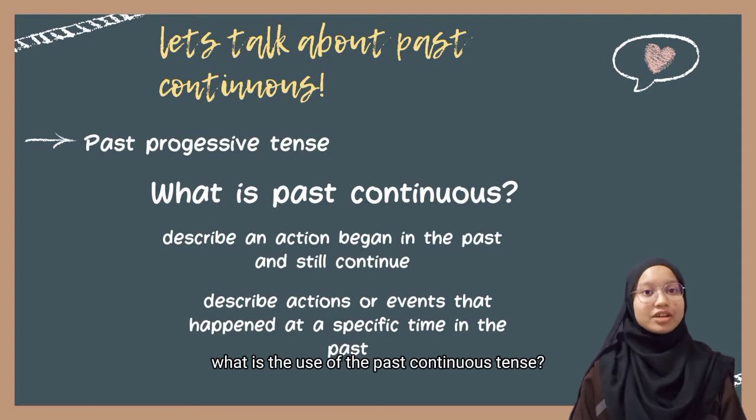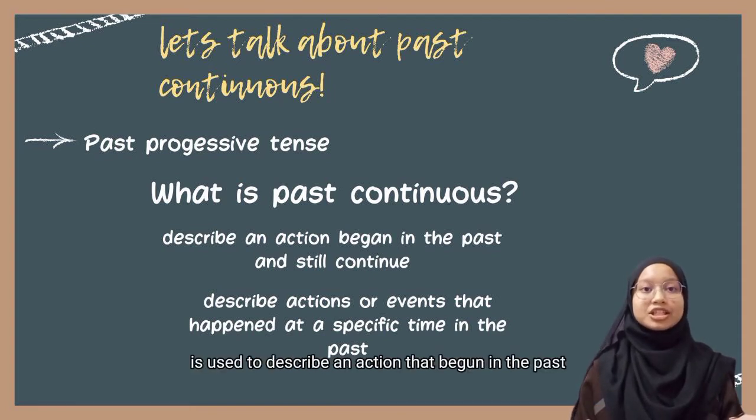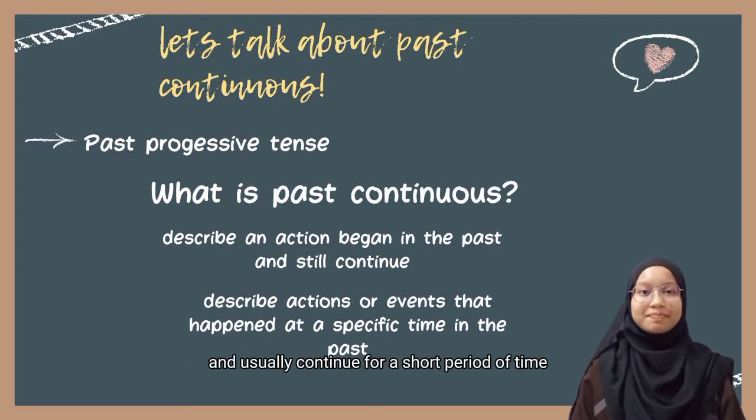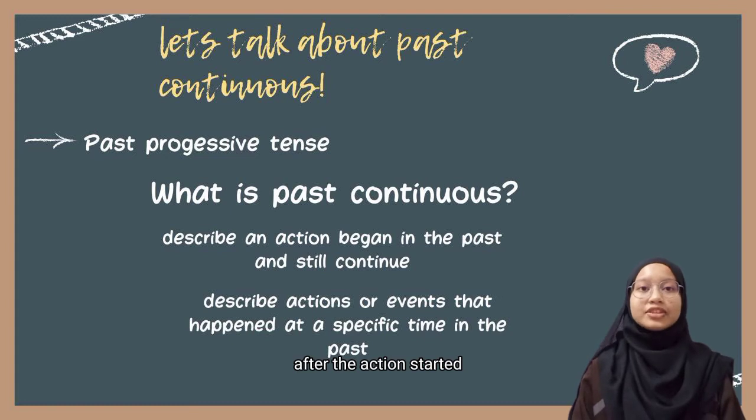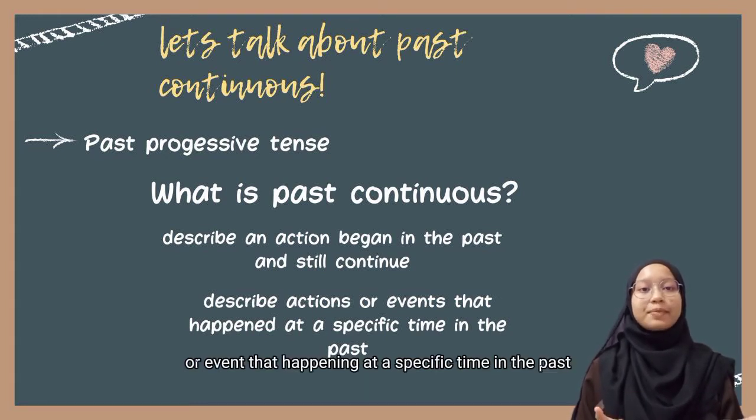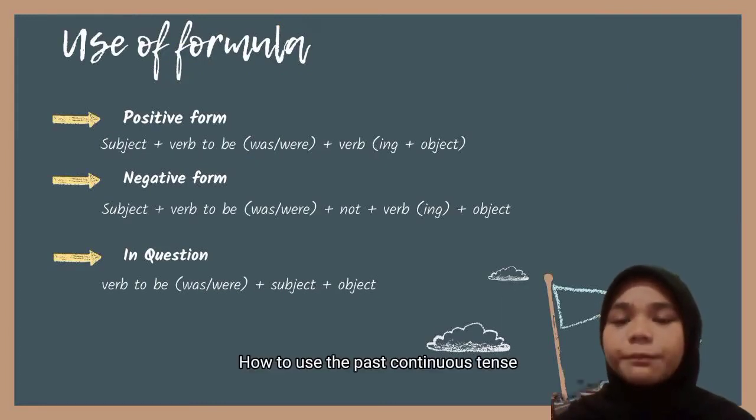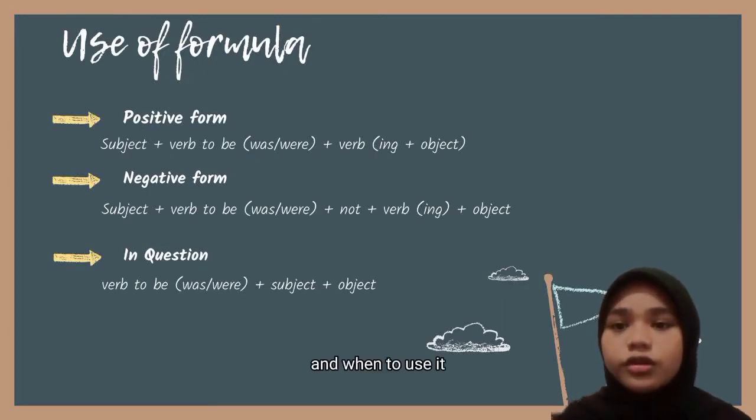What is the use of the past continuous tense? The past continuous tense is used to describe an action that began in the past and usually continued for a short period of time after the action started. It can also be used to describe an action or event that happened at a specific time in the past. Okay, how and when do we use the past continuous tense?